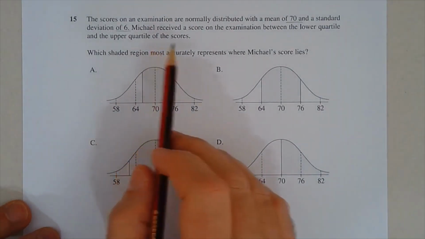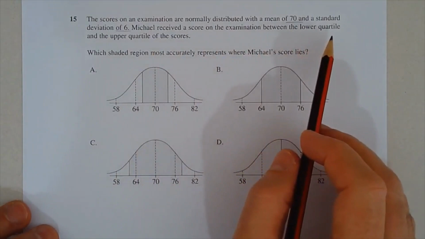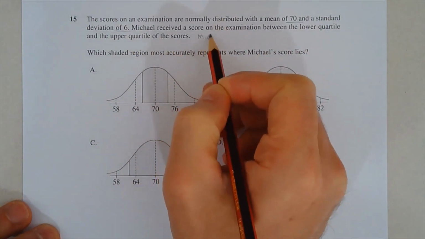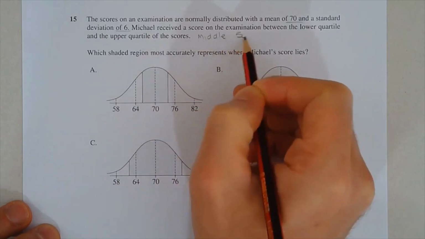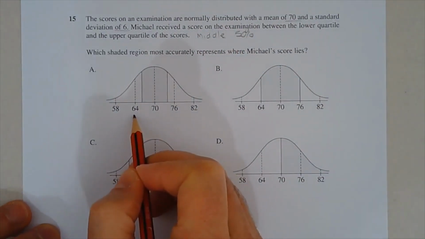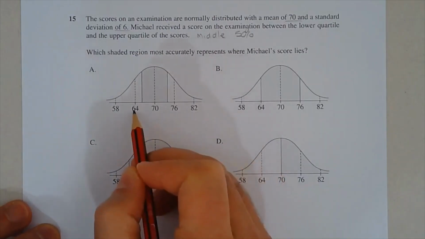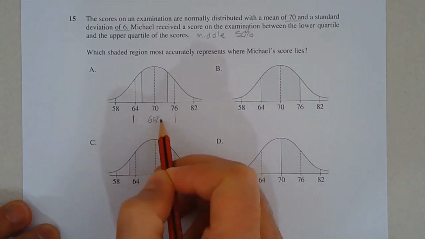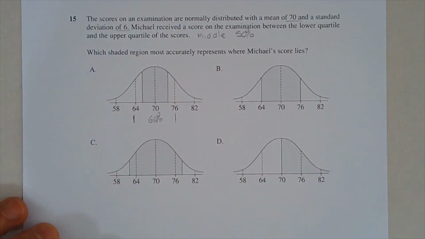Michael received a score, however, between the lower quartile and the upper quartile of scores. So this represents the middle 50% of scores. For example, let's have a look at option A. Between 64 and 76 is 68% of the scores.